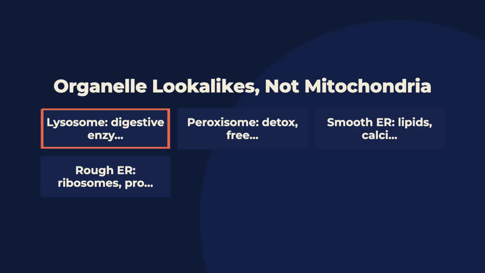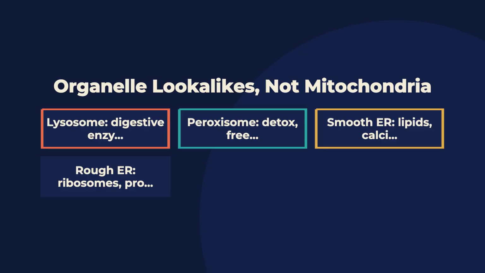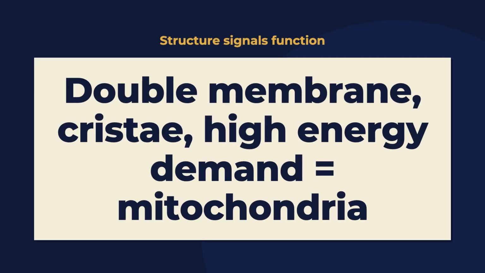Exam questions hinge on telling mitochondria apart from lookalikes. Lysosomes hold digestive enzymes. Peroxisomes handle detoxification and free radicals. Smooth ER manages lipids and calcium. And rough ER is studded with ribosomes for protein processing. Only mitochondria show a double membrane with cristae. Whenever a stem describes a double membrane with folds, or a highly active tissue like heart or liver or kidney, it's pointing straight at mitochondria.